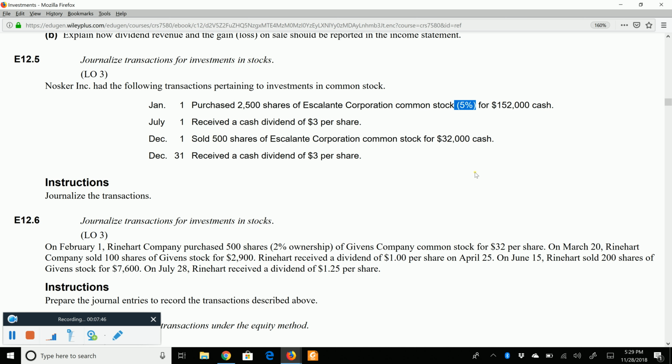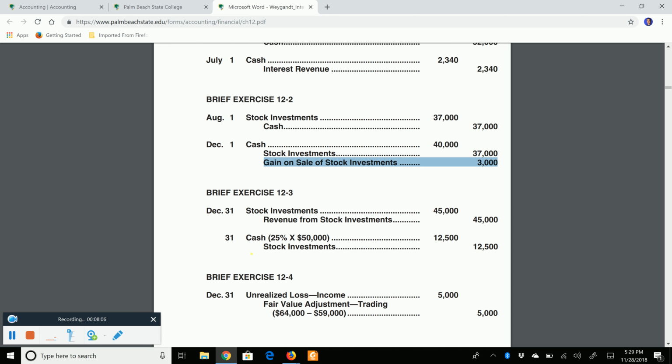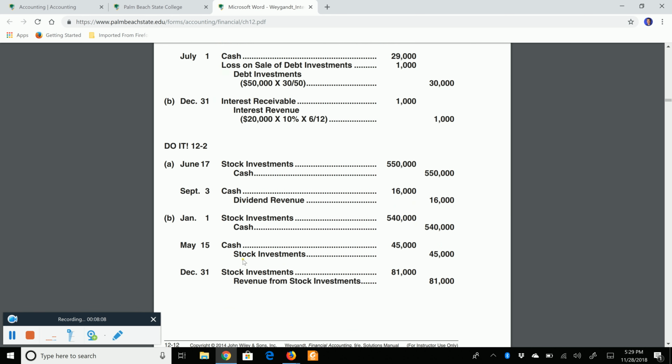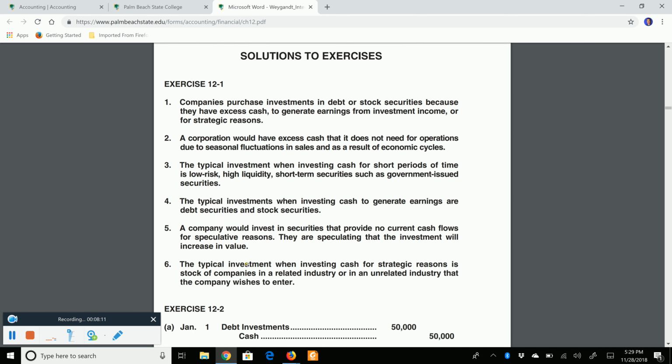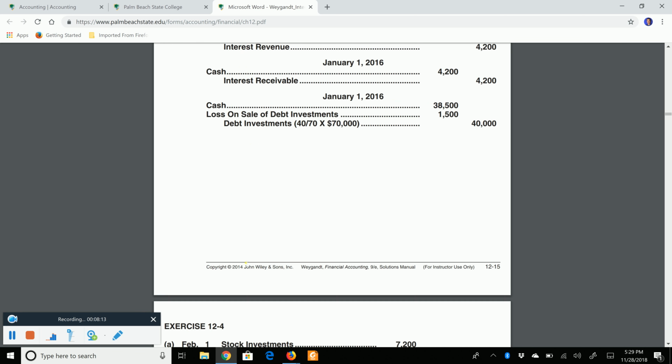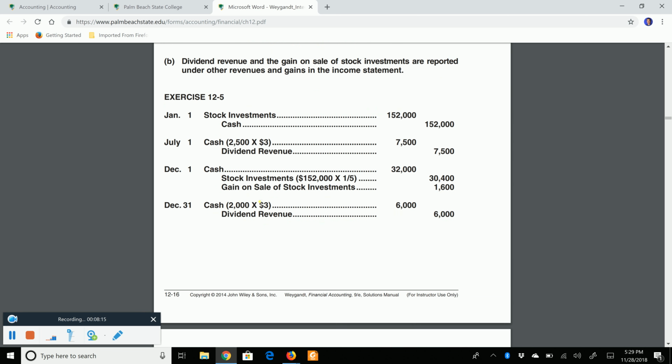It's an extremely advanced accounting topic, and in my opinion, it should be off limits for a Principles 1 accounting class. All right, so in this case, we bought 5% of the other company, so we will be using the cost method. All right, so with all of that said, let's take a look at the journal entries. So, exercise 12-5. Let me pull it up on your screen here. Here we go.